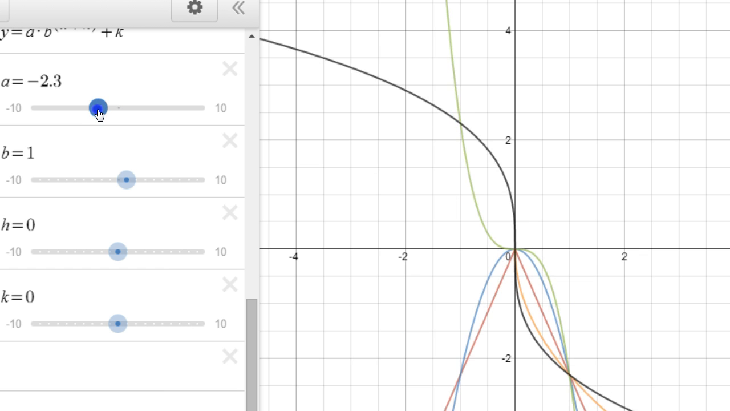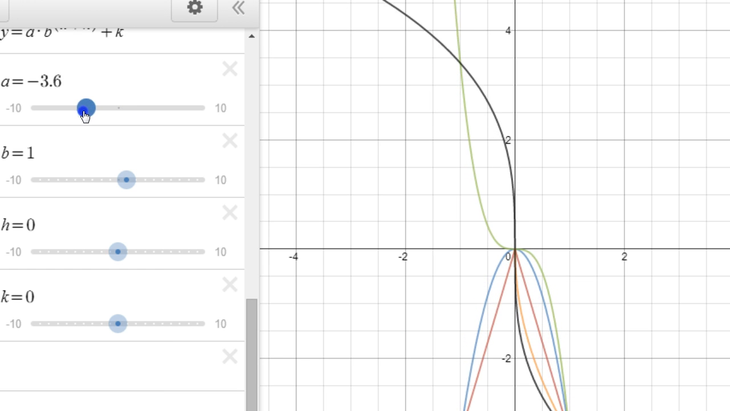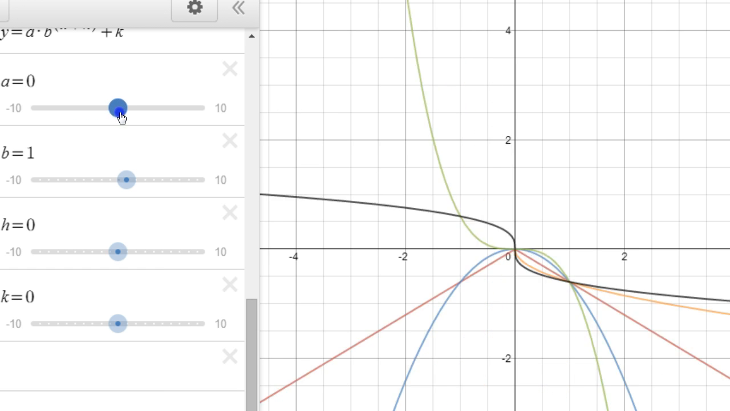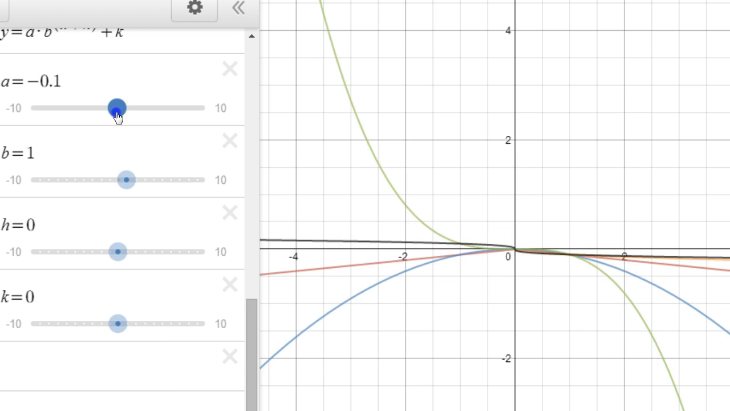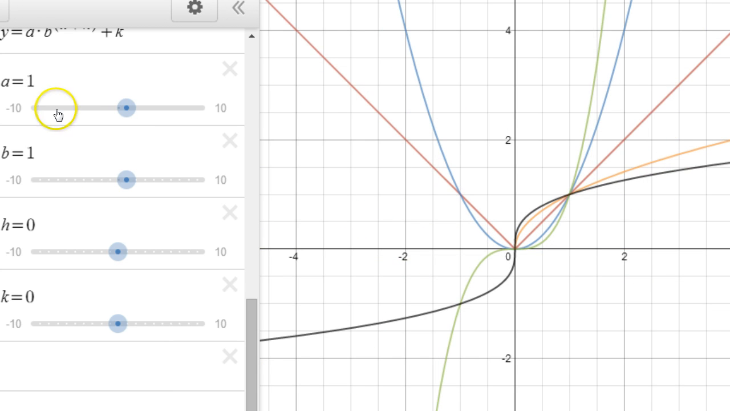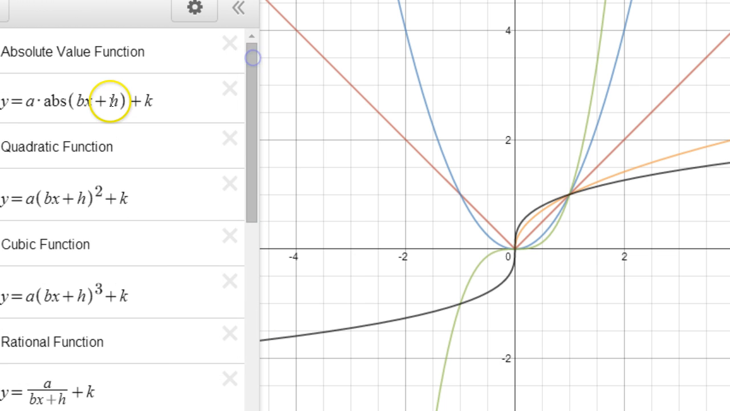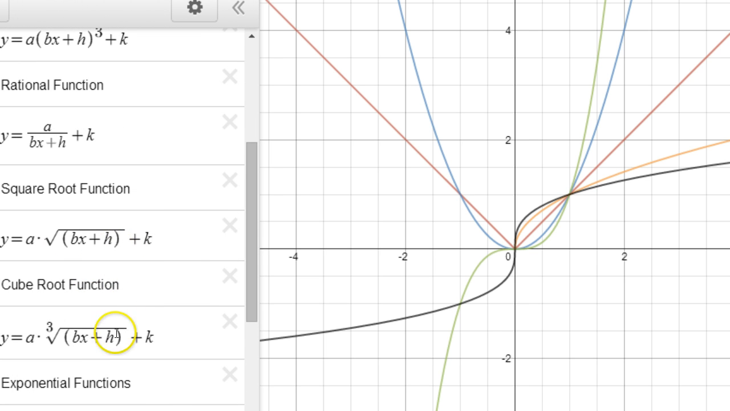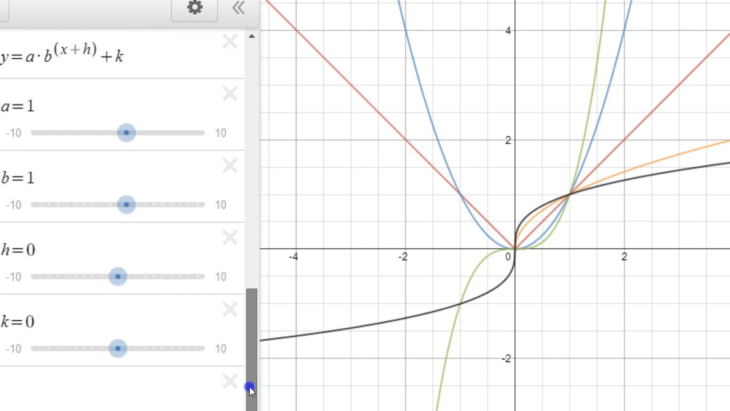Okay, and as you can see, it has the same effect on all families of functions, all the ones we just talked about. So I'll change this back to 1 so we can focus a little bit less on it. Alright, now b you won't talk about till pre-calculus, but I'll show you in a second what it does because it also works with h. Now h is a number being added inside the function. So it's inside the absolute value here, inside the square here, inside the cube, inside the square root, inside the cube root. Okay?